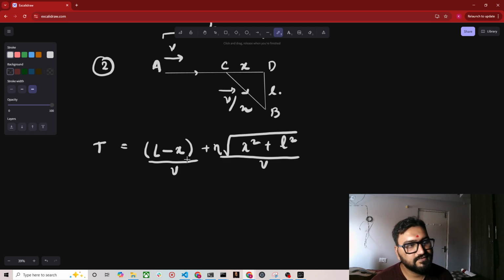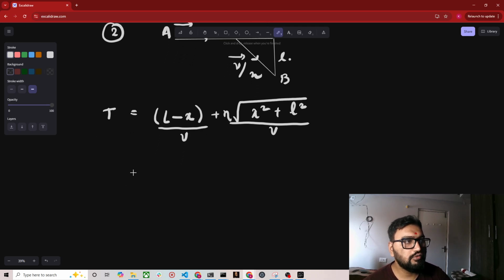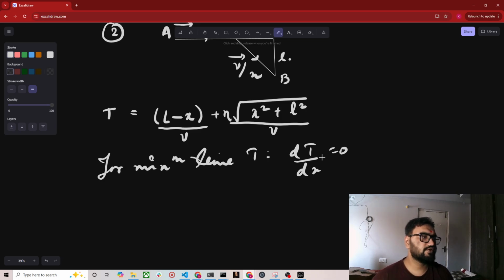versus the distance x, the distance at which he switches from the highway to the field, with respect to point D. In order to minimize the time taken, we just need to differentiate time with respect to x, and the value of the differential should be equal to 0. So essentially, for minimum time t, dt upon dx should be equal to 0.